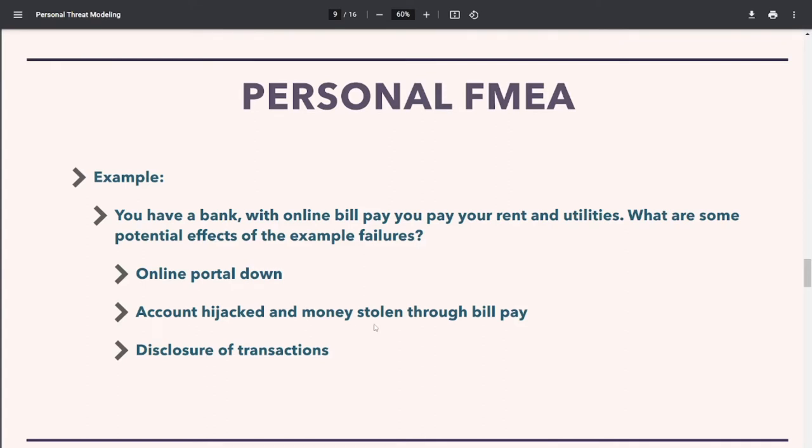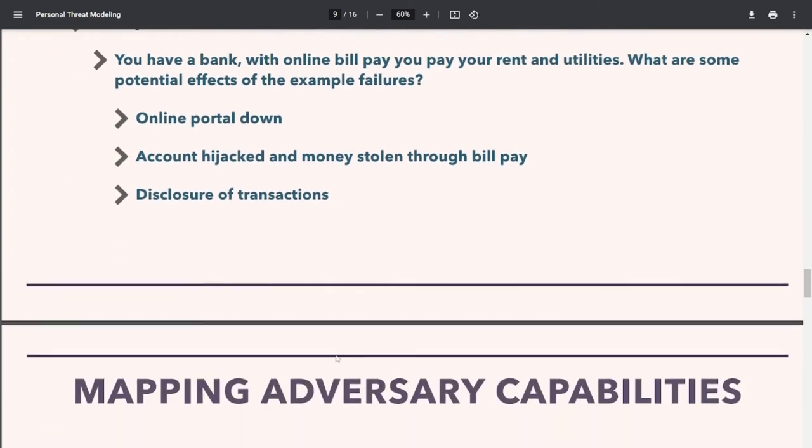With the account hijacked and money stolen through bill pay, again, you probably will get it back unless there was some egregious amount of time, but it's still going to be a headache, and you still might have to eat some of the costs because your bank couldn't verify that a couple of transactions were indeed fraudulent. And then disclosure of transactions. Again, this might just be, oh, that sucks. They saw that I spent $120 on HBO Max for the year. Or it might be, oh, wow, somebody now sees that I pay $100 or $1,000 in garnished wages, and I'm not going to be able to get a job because they did a background check and this is what showed up. So that might be something to consider, again, depending on your situation, what you spend very legally on can be affected.